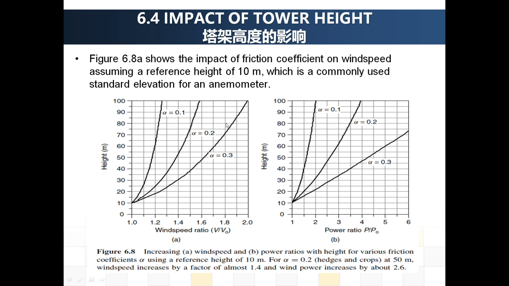More wind speed also indicates more power to be generated. So which means as the friction coefficient increases, the wind power increases. As the height increases, the more power is generated.